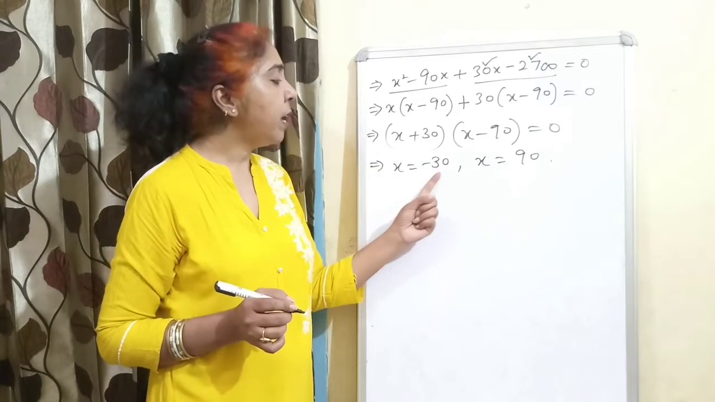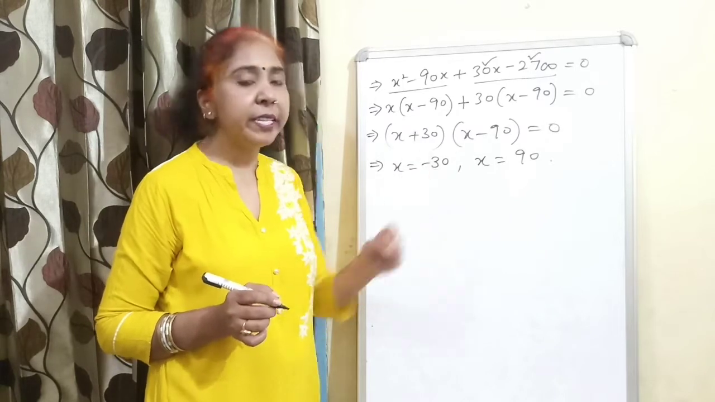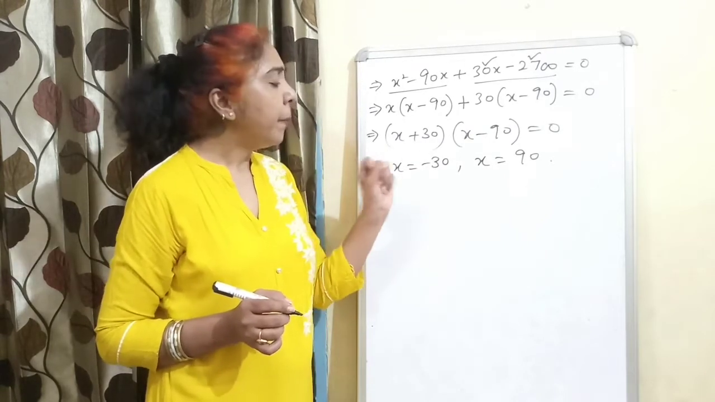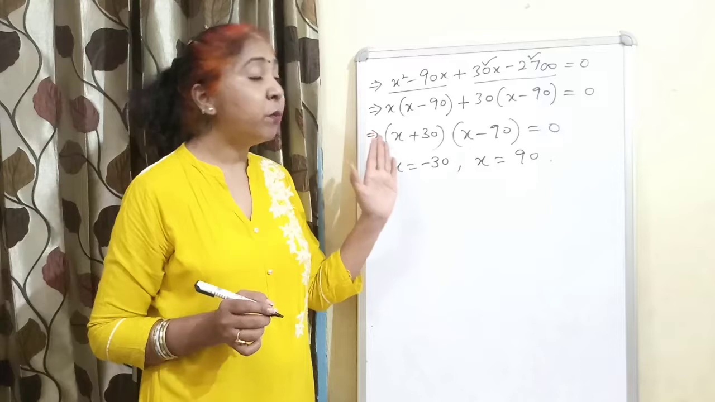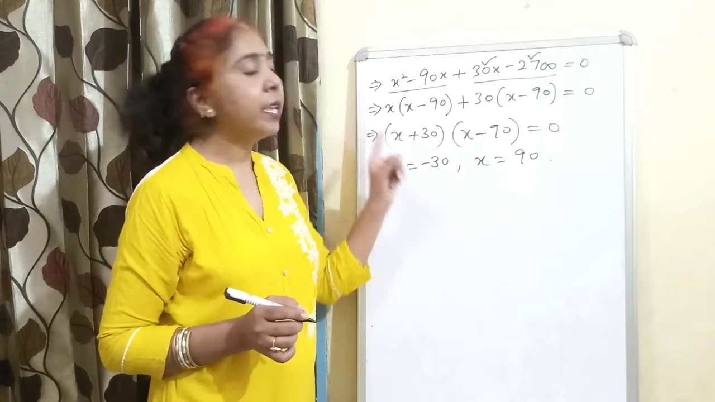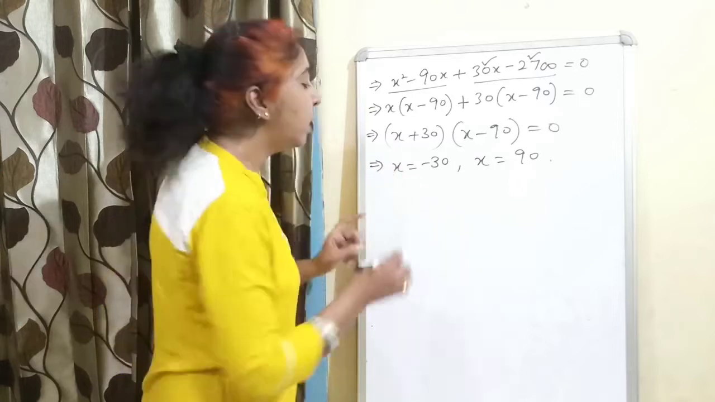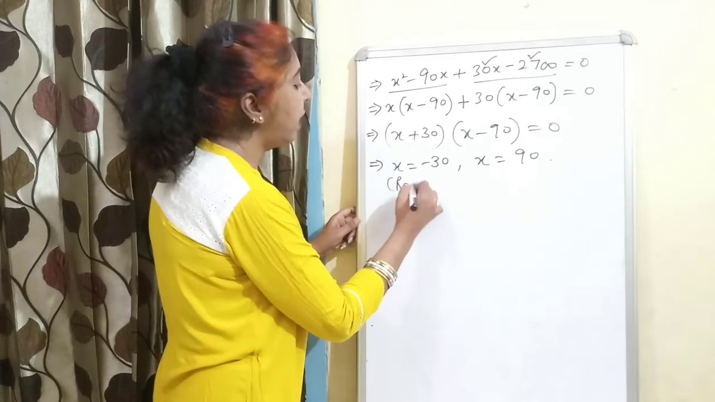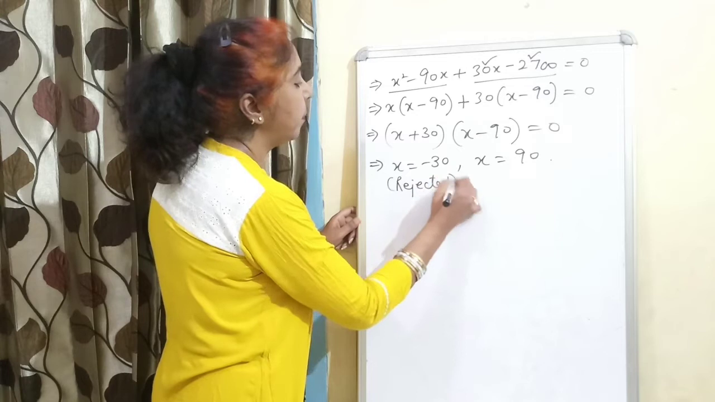Minus 30 we have to reject, and why? Because it is negative. But why do we have to reject it? Because length can never be negative. Yes, length can never be negative. So this is rejected, and we have to write that here.